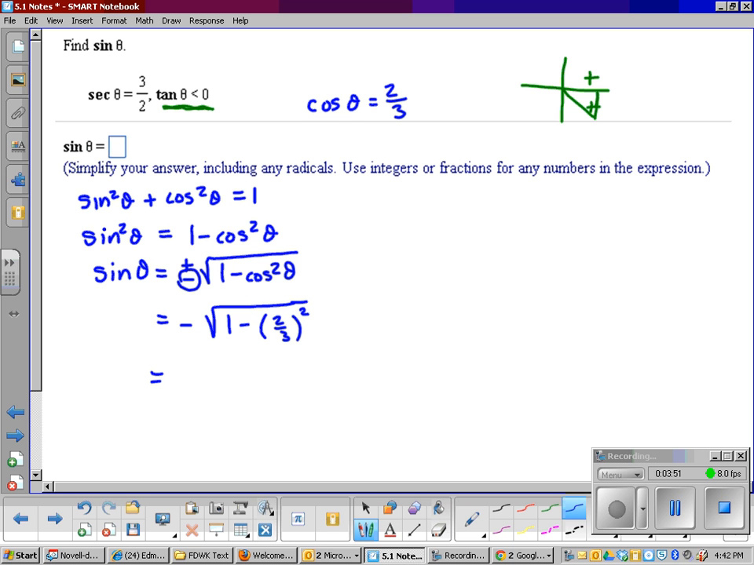Now the rest of this is some arithmetic and some algebra. So I know that if I square the 2/3, I'm going to square the 2 and get 4. I'm going to square the 3 and get 9.